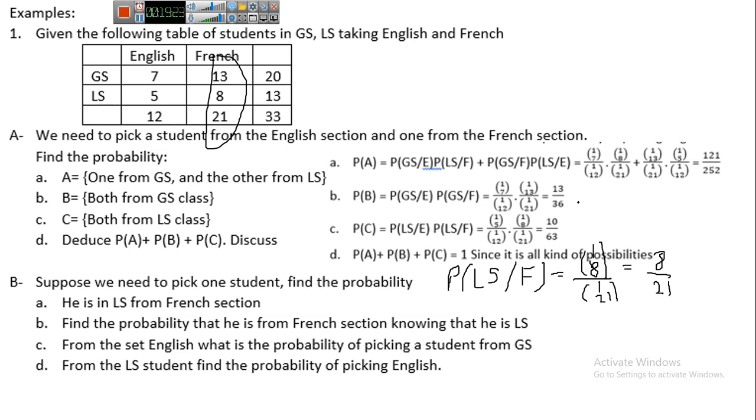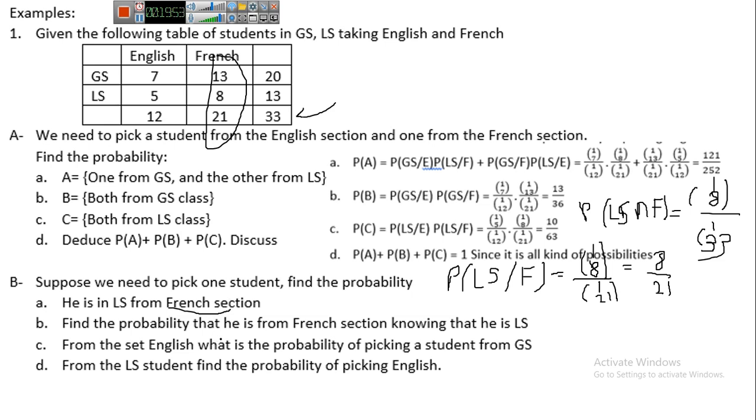Suppose I said I want from LS and French, and at the same time French. So the total universe is everything, 33 in that case. So LS and French, how many do I have? I have 8. So I say 1 out of 8 over total 1 out of 33. But I know I want from the French section, so I go directly to the French section. In that case, the French section will be the subuniverse.